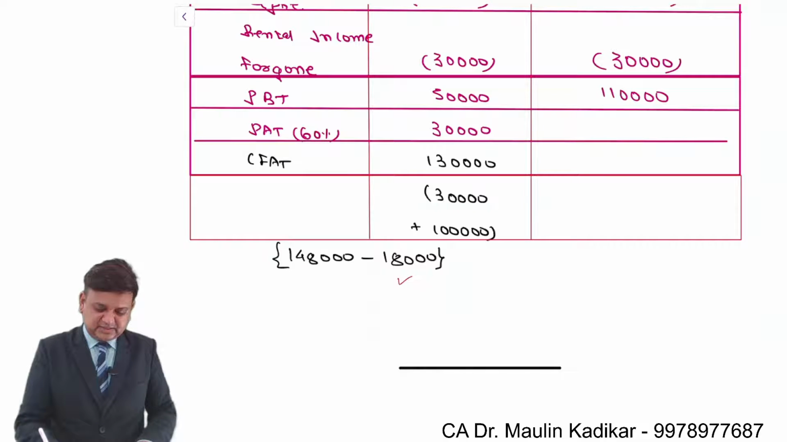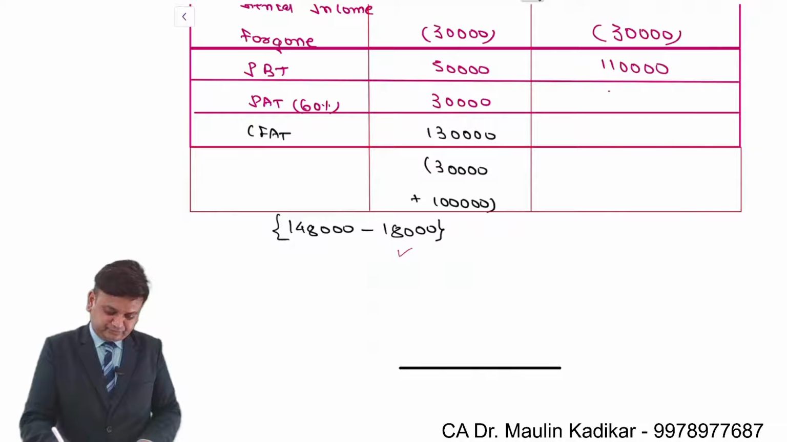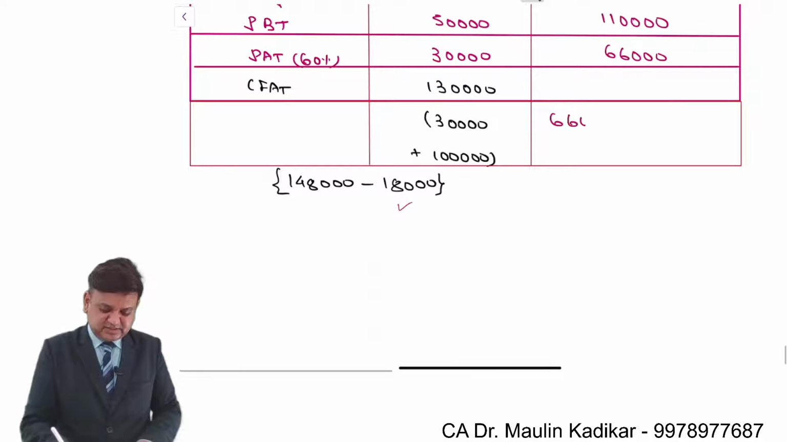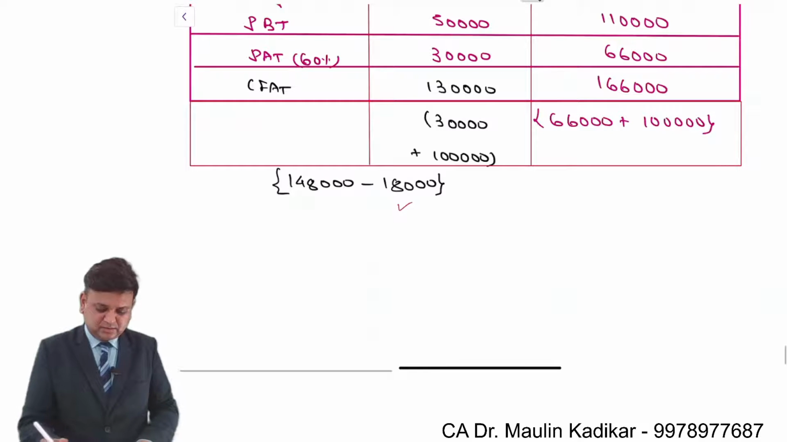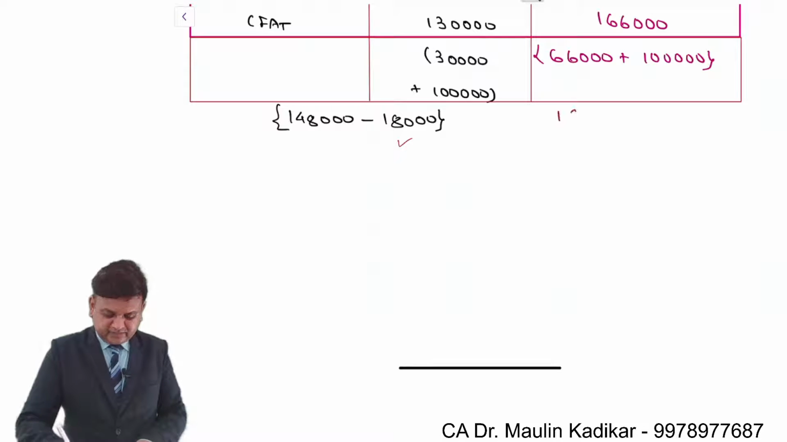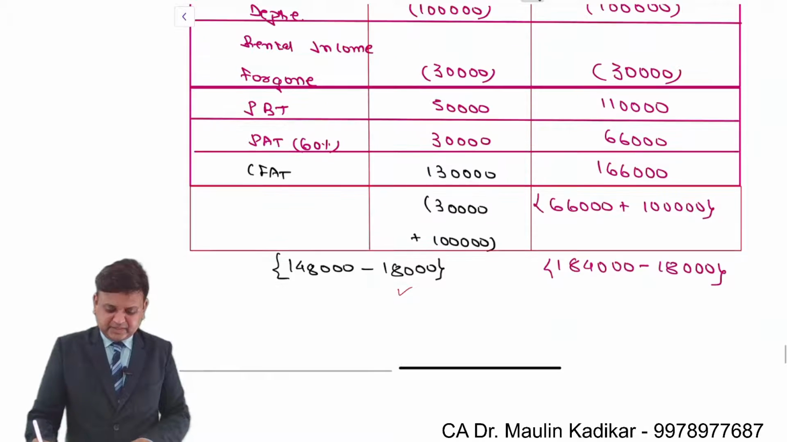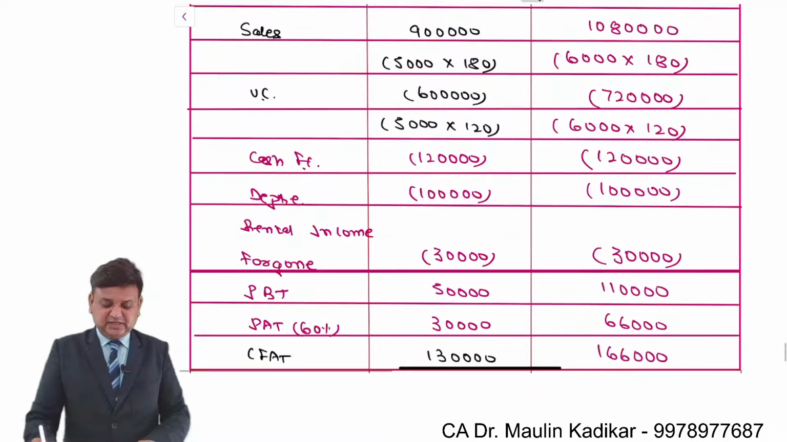Minus 40% of tax, 66,000. So cash flow after taxes is 66,000 plus 1 lakh. That comes to 1,66,000. Again you can cross verify: it is 1,84,000 minus 18,000. This is the way the CFAT for the second year can be calculated.